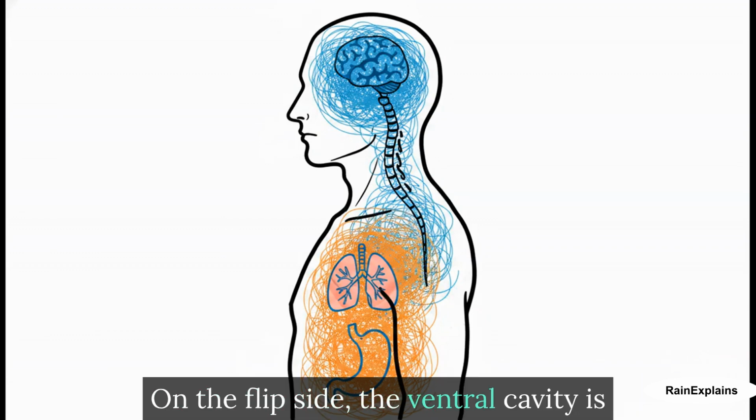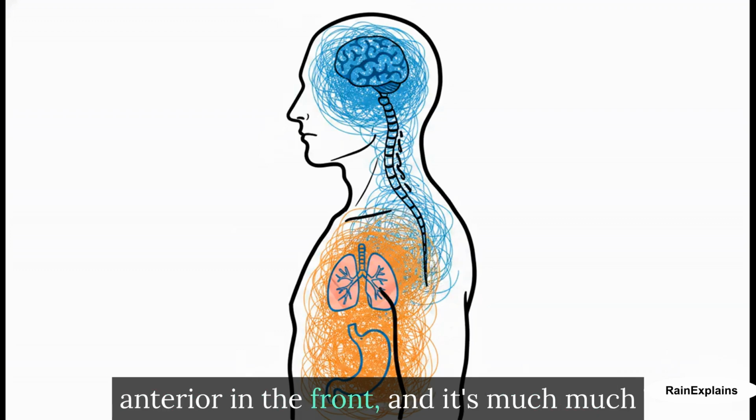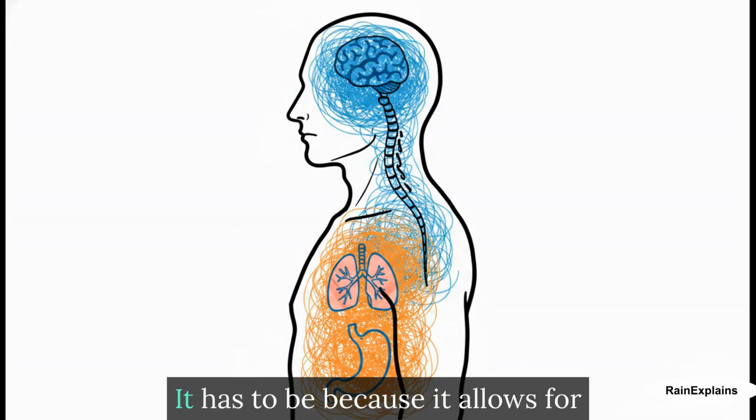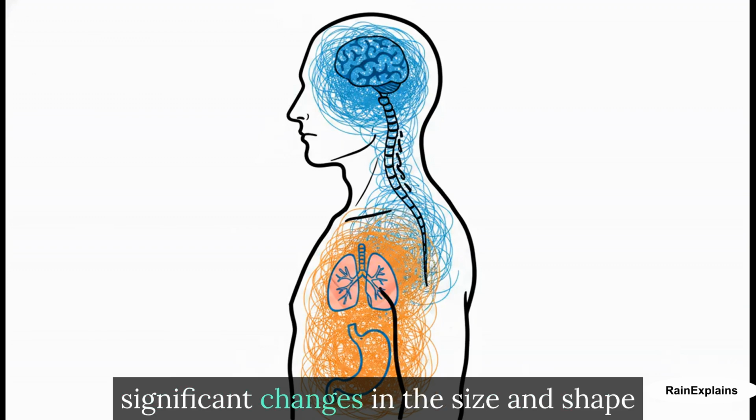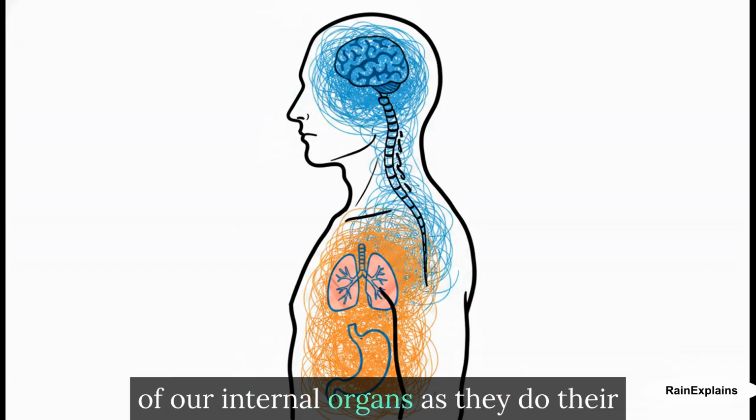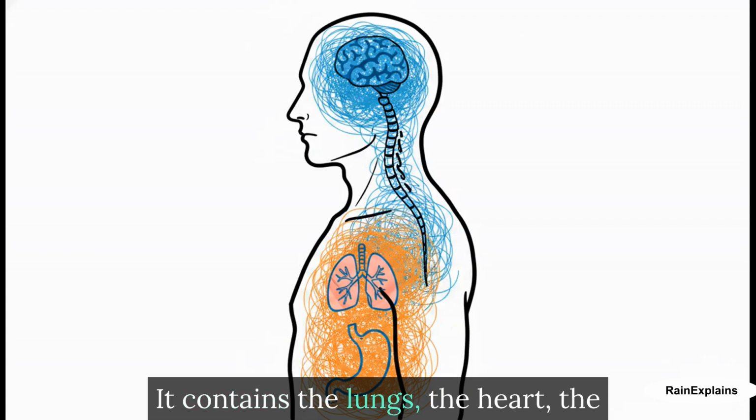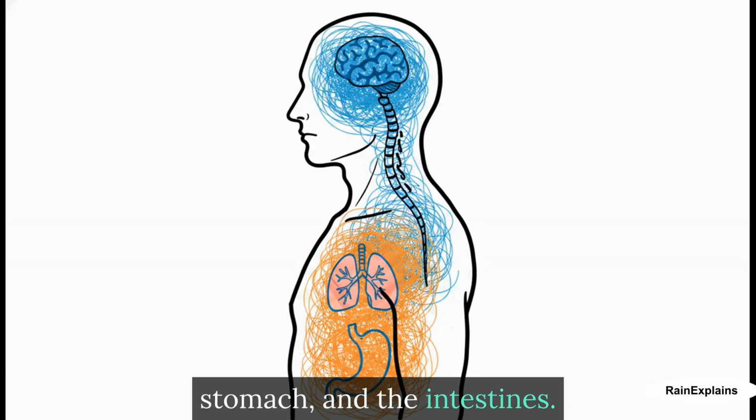On the flip side, the ventral cavity is anterior, in the front, and it's much larger. It has to be because it allows for significant changes in the size and shape of our internal organs as they do their jobs. It contains the lungs, the heart, the stomach, and the intestines.